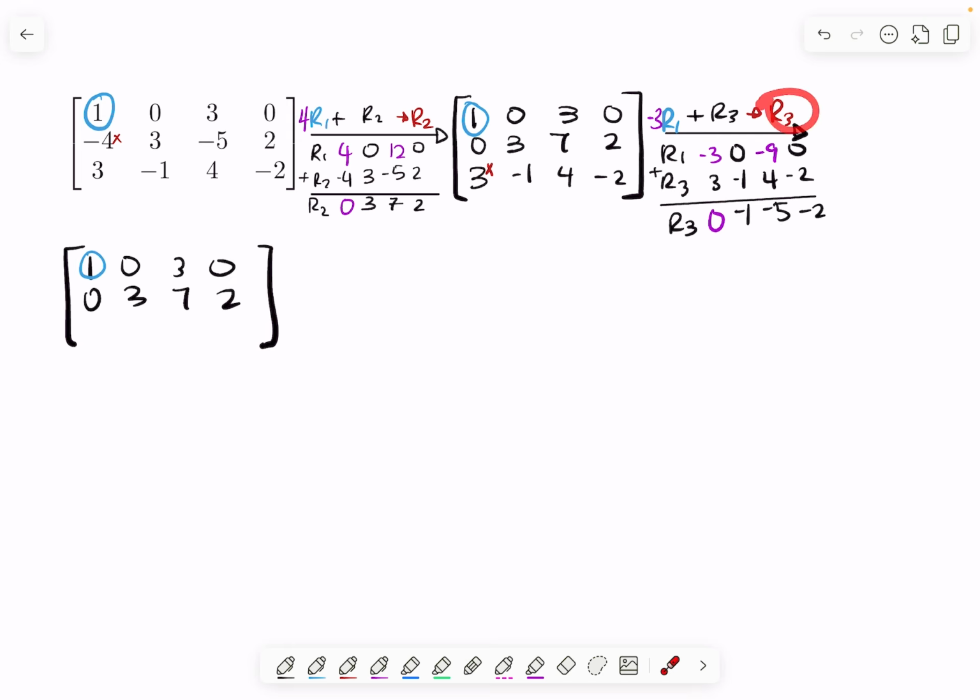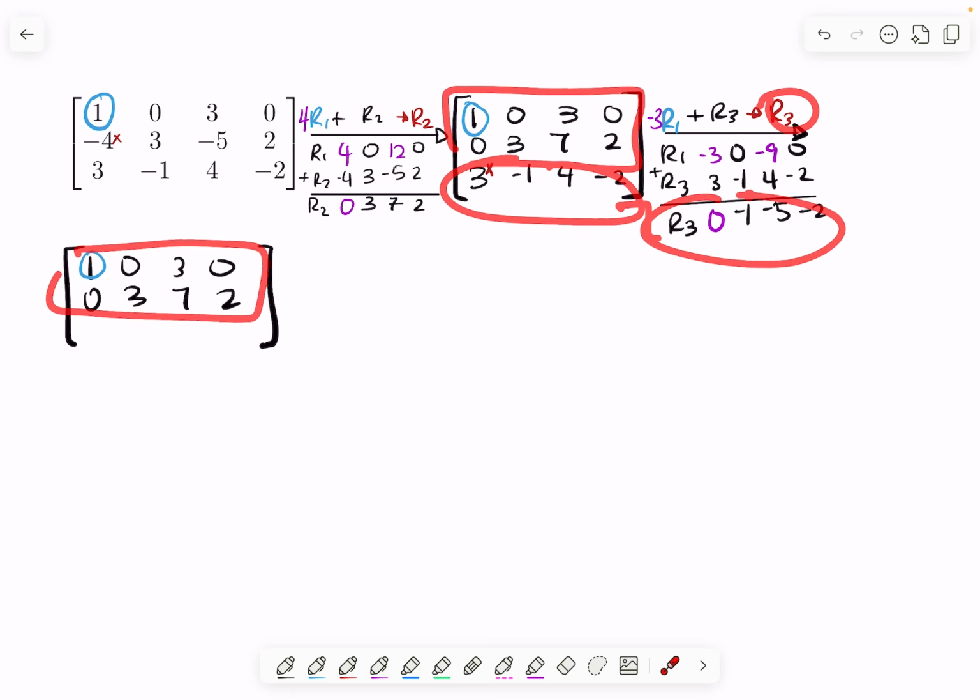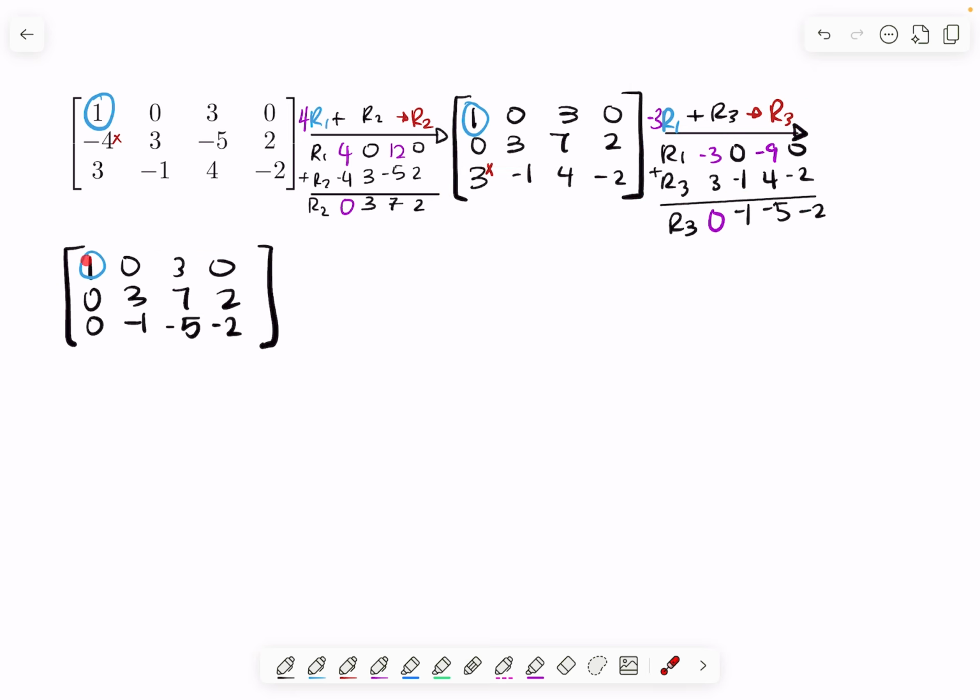Since the only row I'm changing is row 3, these two rows stay the same, and my row 3 is going to become my new row 3, which is this one right here. This is still my pivot position, but everything below it is 0, so we did our job. And it's the same thing. You want to make sure you clear everything at the bottom of those pivots.